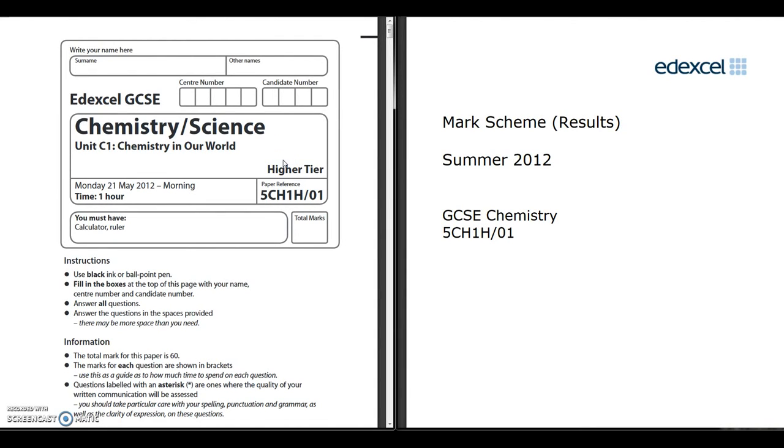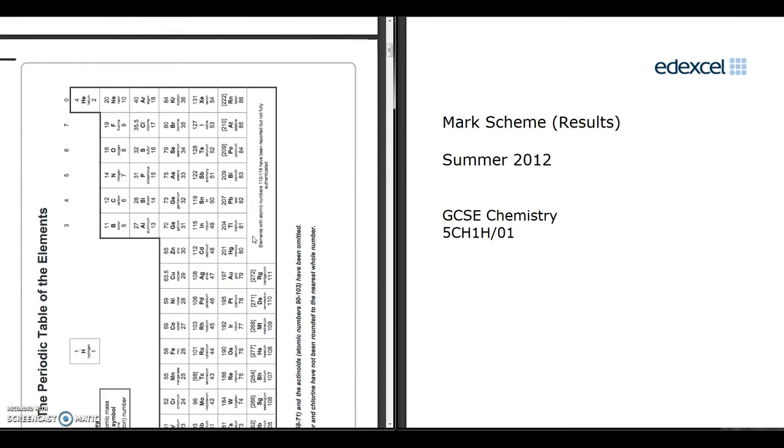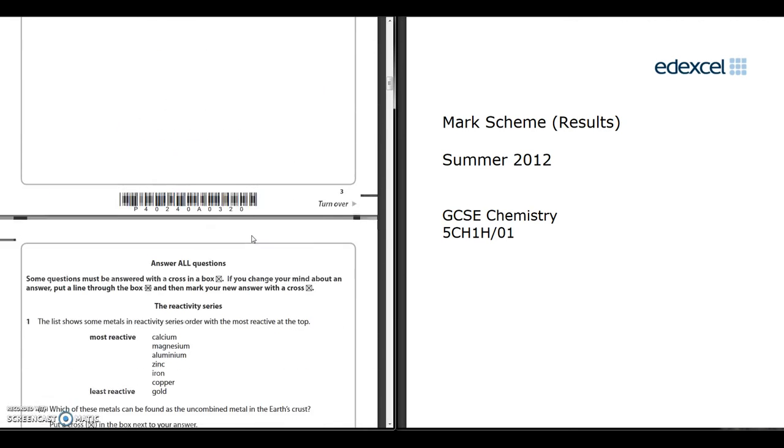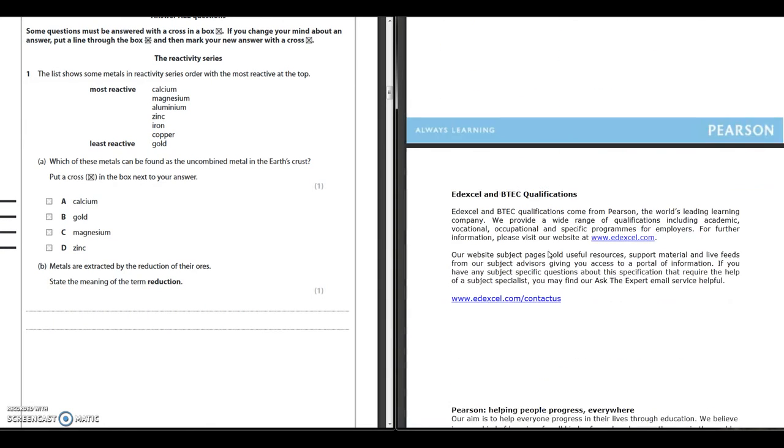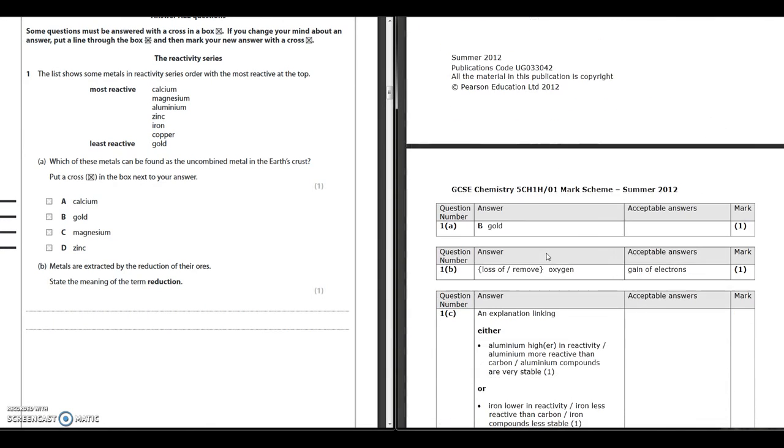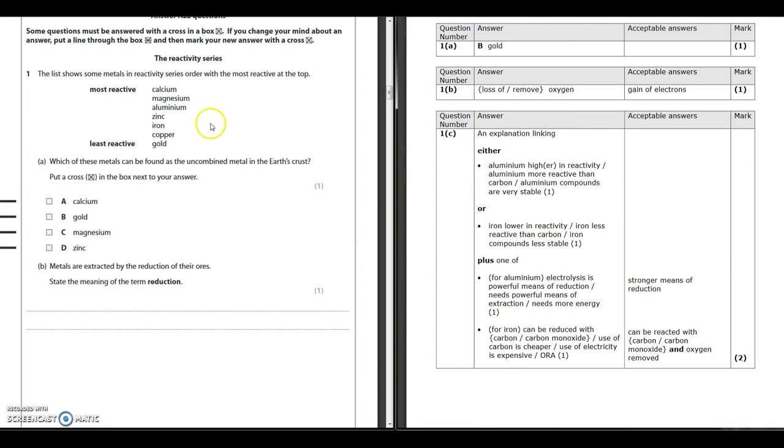Right, so we're looking at Chemistry Unit 1, higher tier. You can read for yourself. It's the May-June 2012. So you should have had a chance to look at this exam already. Let's have a look and see what the answers should be. So we've got the mark scheme on the right for us just to help us out. First one should be nice and straightforward.